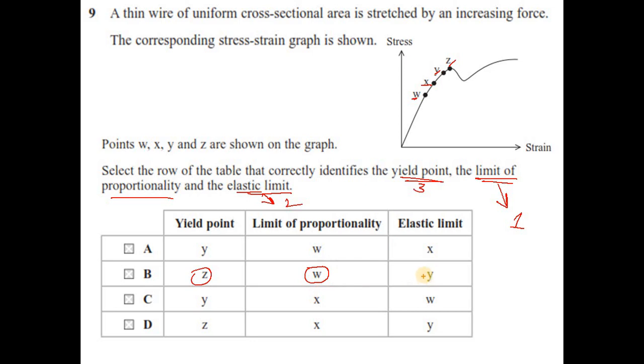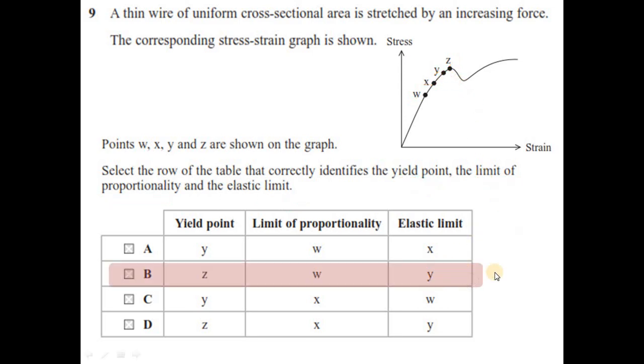Elastic limit is Y, because if you see till Y, the graph is not a straight line, but it has shown a very little bend, and this is the behavior of elastic limit. So your option is B, because after Z it shows a large plastic deformation. So before yield point you have elastic limit.